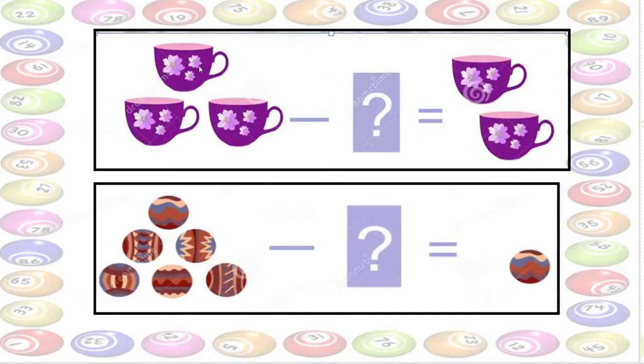Next, out of 3 cups, only 2 remained. 1 broken. Yeah? Out of how many balls? 1, 2, 3, 4, 5, 6 balls. At last 1 ball remained. Yes. 5 balls lost. Very good. Isn't it? Nice. Got this, children?